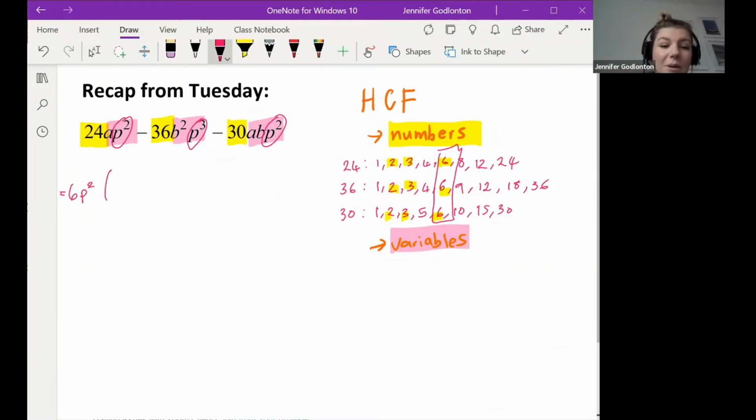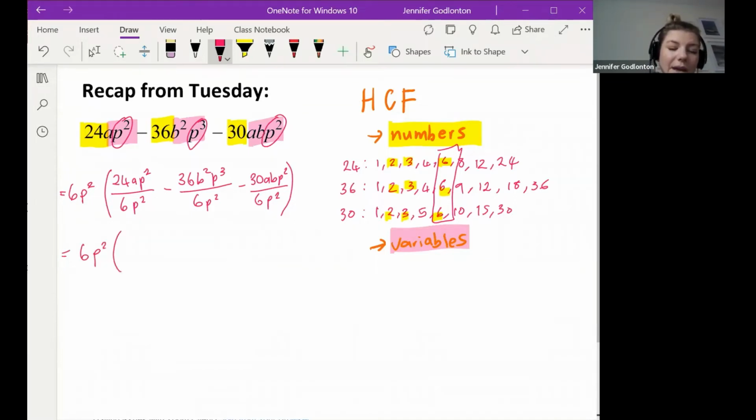Now remember, this is a step that you don't have to write, but it helps if you're struggling while you're learning. So we're going to write the first term and divide it by our highest common factor. Our second term, we divide it by our highest common factor, and our third term, we divide it by our highest common factor.